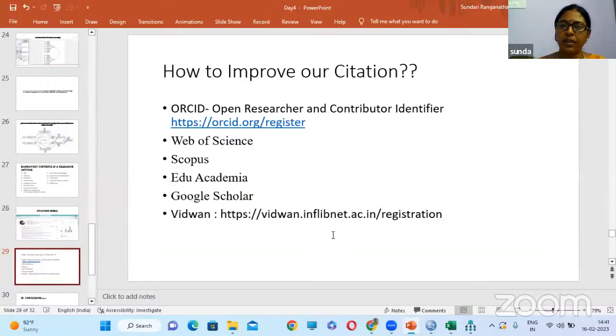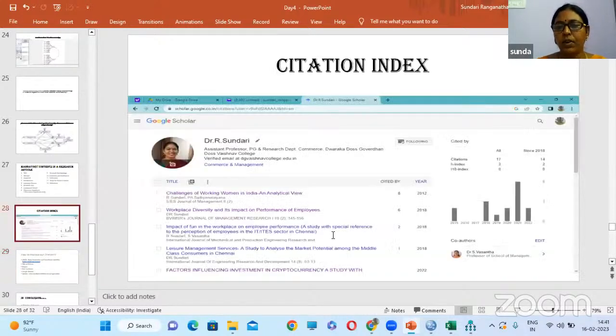Once that particular article is uploaded in Google or in the Vidwan portal, you will get your citation. Through artificial intelligence, it will automatically recognize wherever your name is appearing, and based on that, it will give you a citation index. That is how you will get your citation: this particular article of mine is cited by this many people.